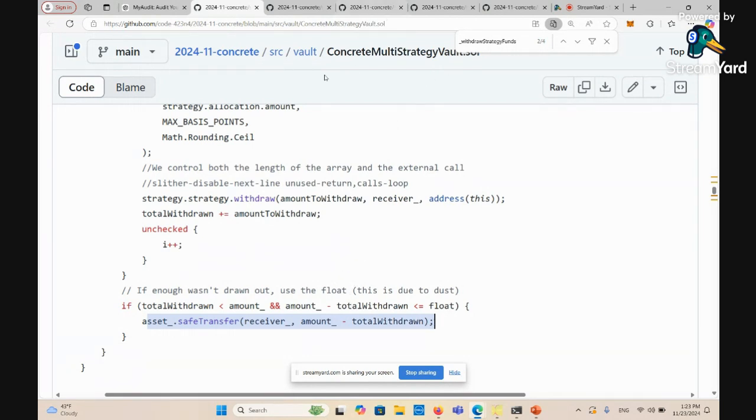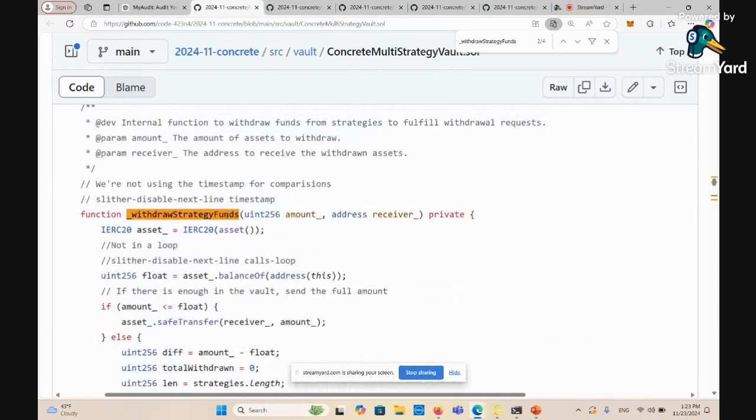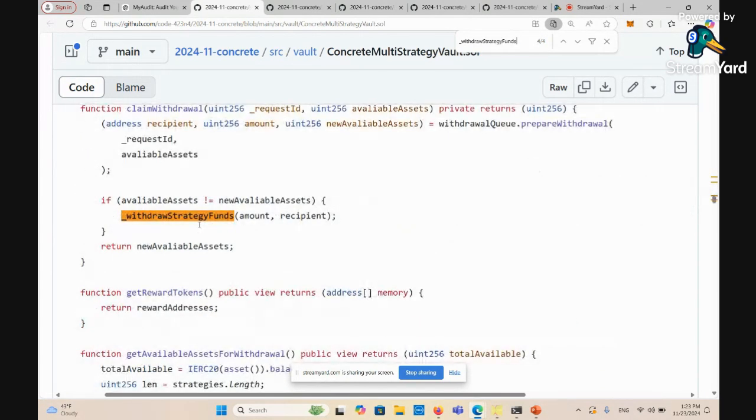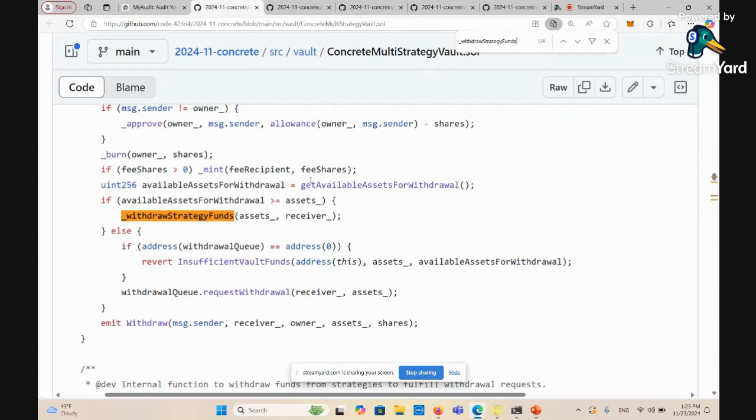Okay, so that's the withdraw funds. This is the case when we have sufficient asset, either from the multi-strategy vault or from a different strategy vault. Otherwise, if we don't have it, this is a new feature for this multi-strategy vault. I think this new feature is a so-called withdraw queue.